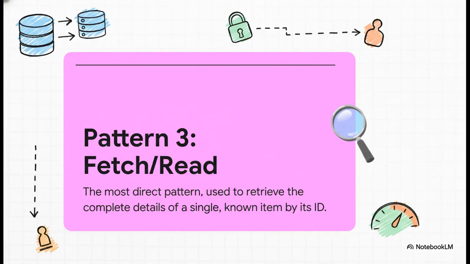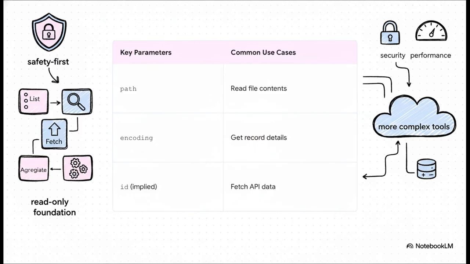Let's keep moving. So after you've listed or searched for an item, you'll probably want to see all the details, right? That's where the fetch or read pattern comes into play. It's the most direct tool in our entire kit. The key here is just how direct it is. You give it a unique identifier, like a file path or a record ID, and you get everything about that one item back. Simple as that. There's no ambiguity.